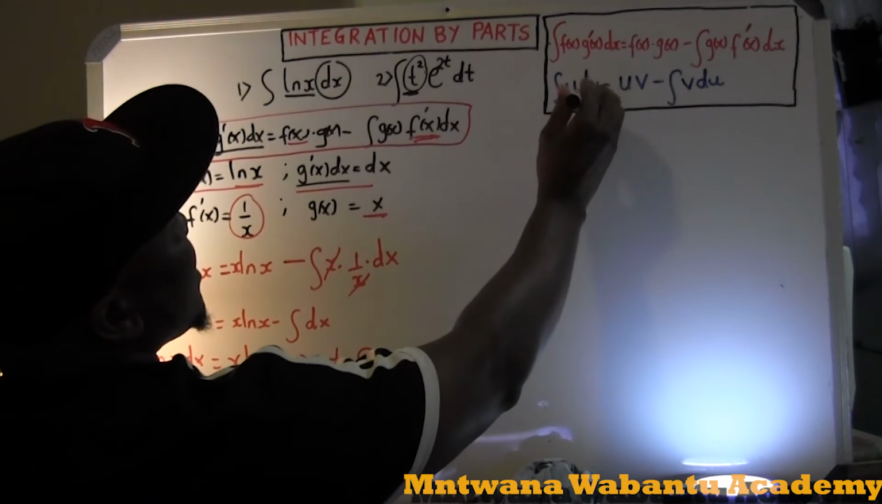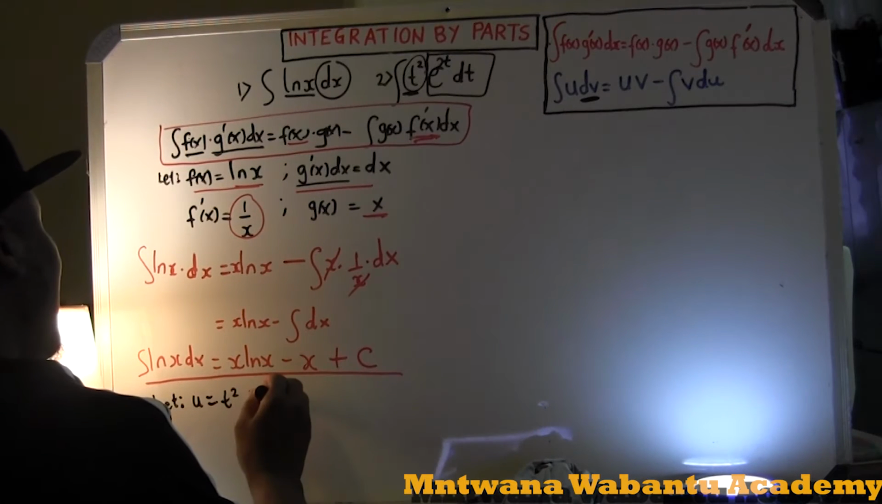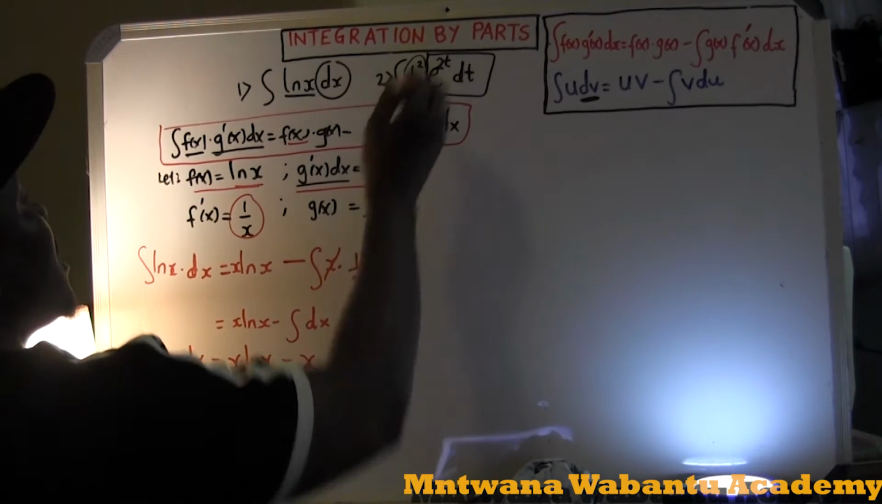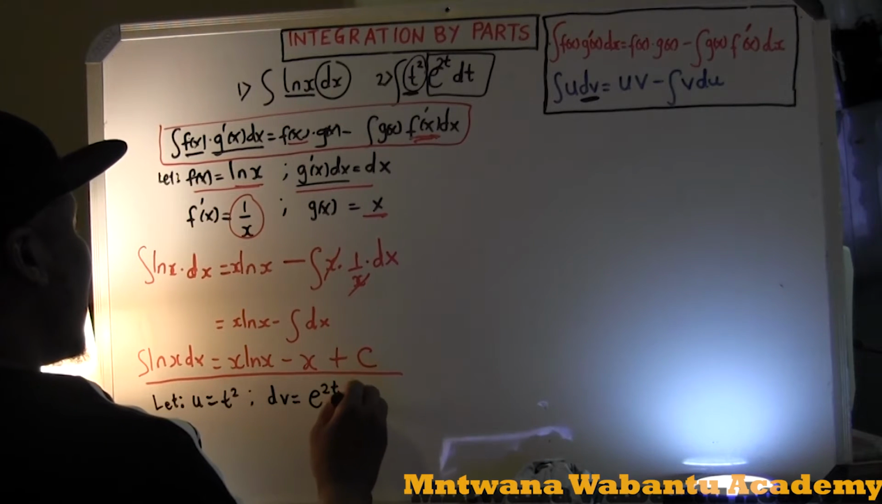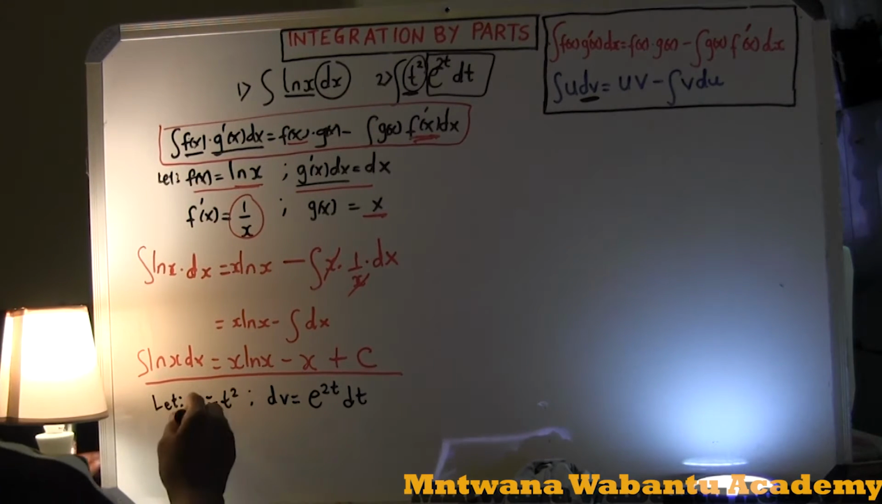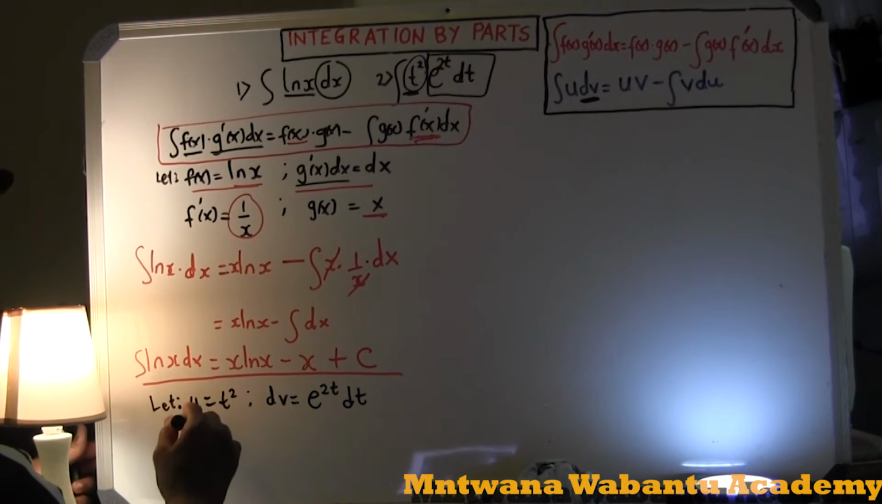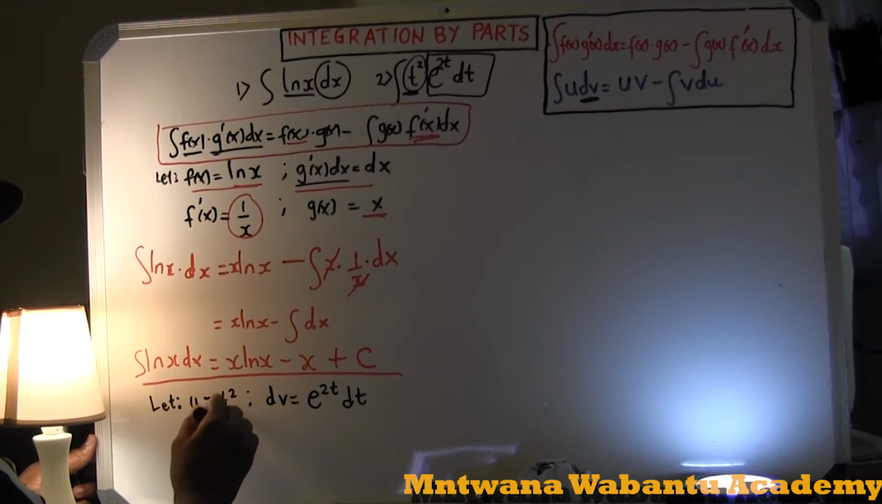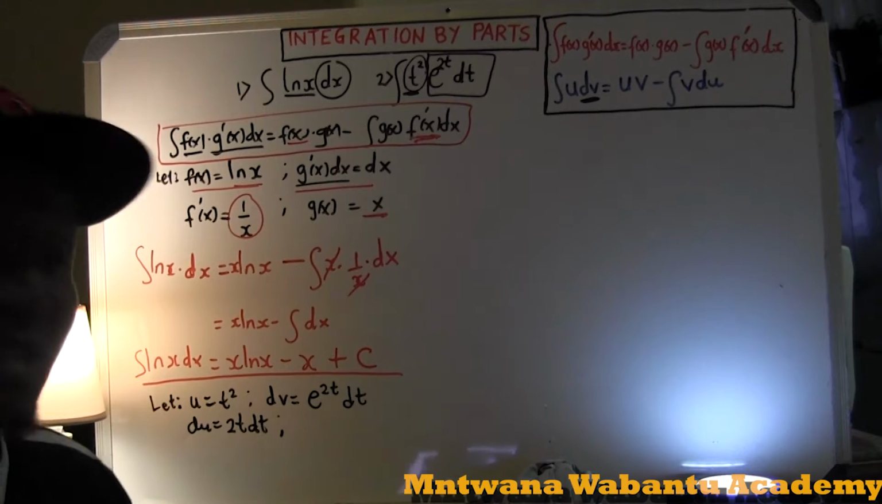Okay, dv equal to the rest, which is this. So dv equals e to t dt. What we're going to do is differentiate these. When you differentiate these, it's going to give us du. And when you differentiate t squared, it's going to give you 2t by dt with respect to t. That's why we say dt.